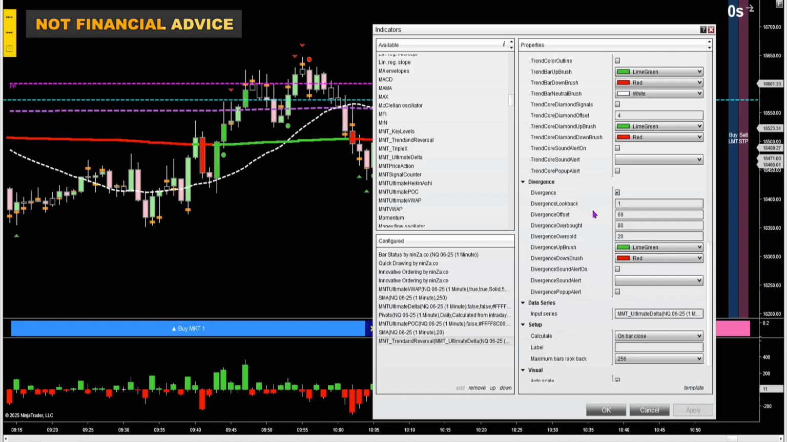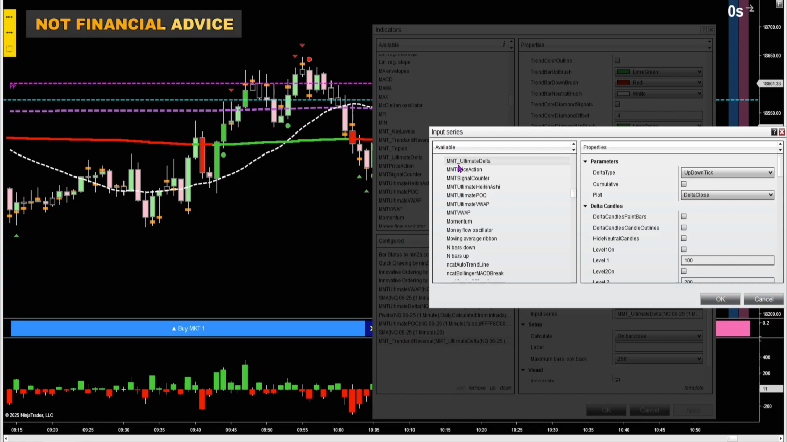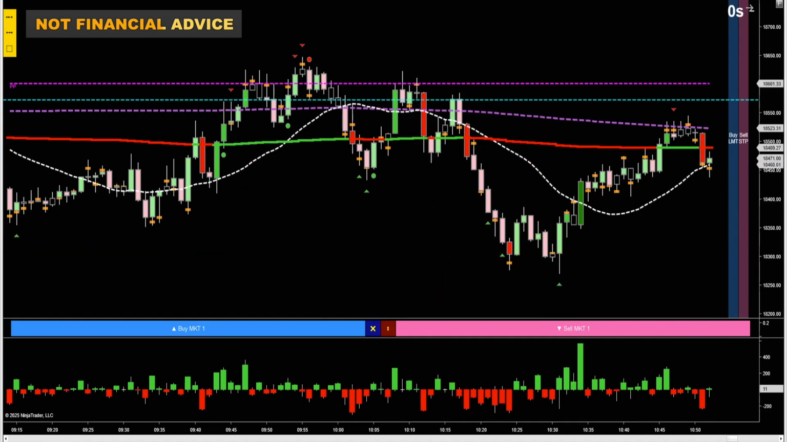So the only other thing I have activated on the trend and reversal is the divergence. Got a look back period of 1, overbought, oversold of 80 and 20. And then for my input series, I'm using the MMT Ultimate Delta. It's in up down tick mode, and the plot is the delta close. So that's the setup, and those are the settings.